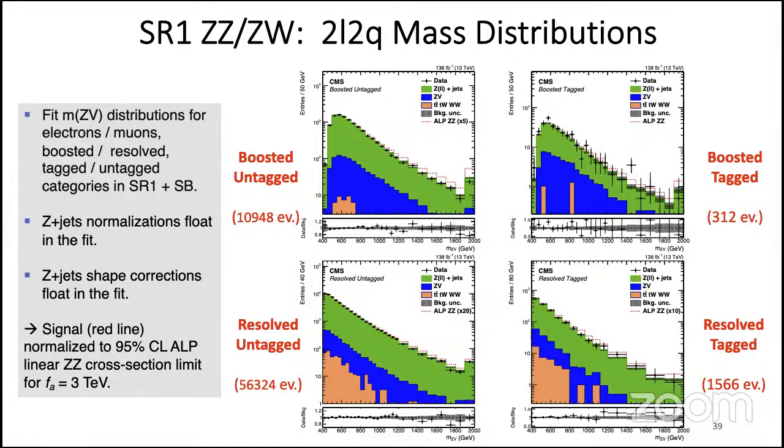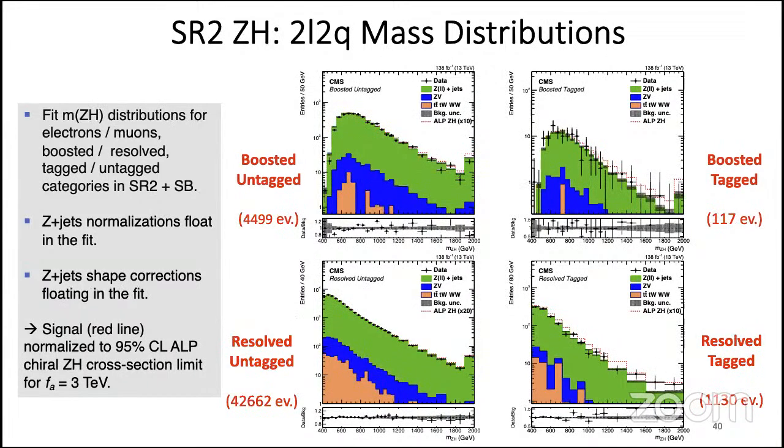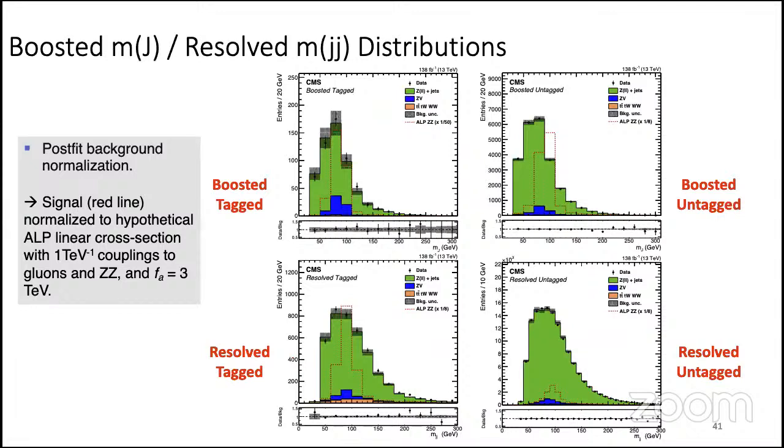Here is the linear ALP cross-section limit for an FA value of 3 TeV. And the same one for signal region 2, where the ALP goes to a Z and a Higgs boson, for the different categories again. And our distributions of the mass of the jet, in both the jets on top and on bottom for the dijet invariant mass.